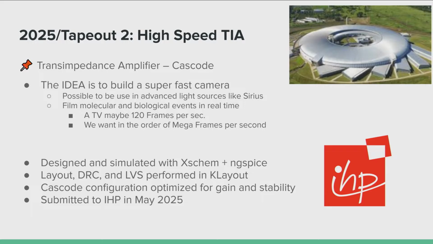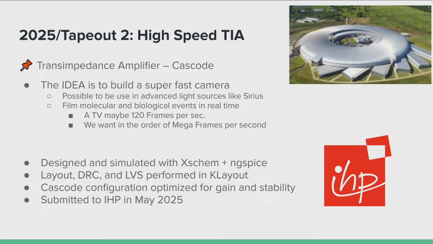Also, we have a very interesting synchrotron light source. We had this idea to build a very fast camera, a camera that can get mega frames per second, so you can film very small and fast things like molecular interactions or things like that.